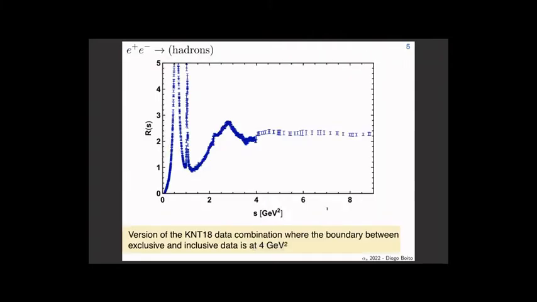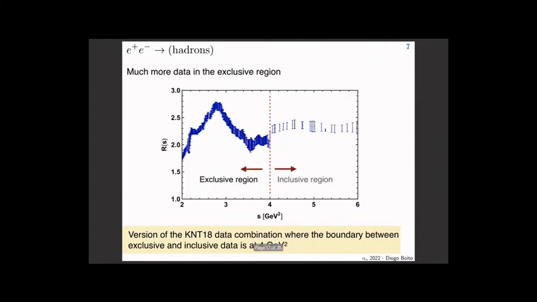I'm going to start by discussing the data. As you can see in this data set, this is essentially the KNT combination, but it's not identical to the KNT18, and I'm going to discuss why. You can see in this data that there is a large density of points in this region and very few data points in this region. What's going on here is the transition between the exclusive region and the inclusive region. In the exclusive region, you measure individual exclusive channels for the e+ e- cross section into hadrons. You have to measure all these channels and add them up to get the exclusive measurements. And in the inclusive region, you do an inclusive measurement.